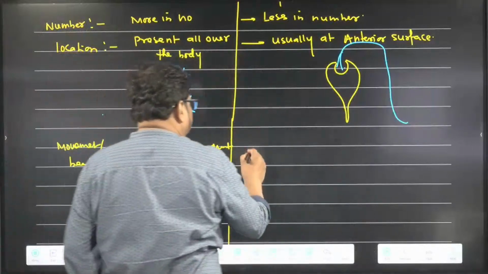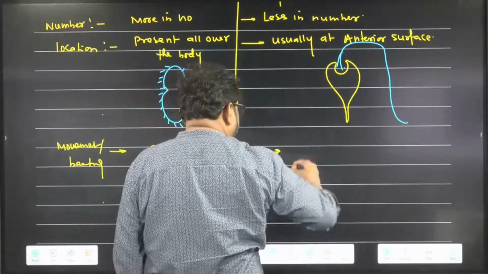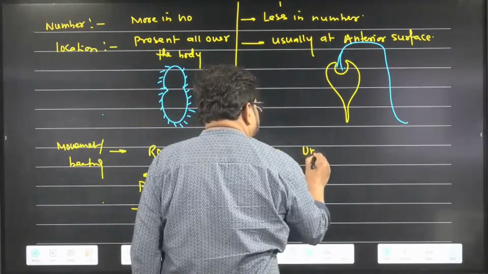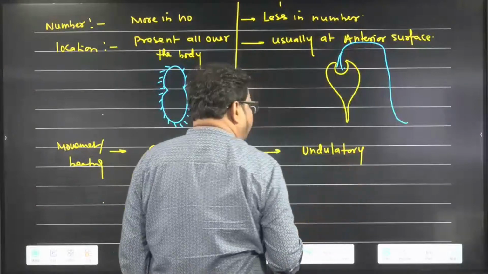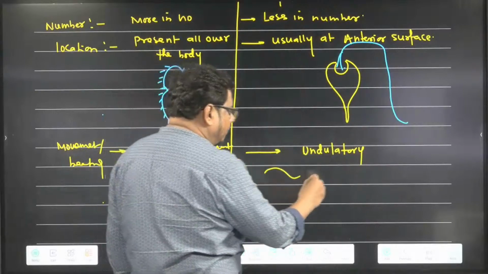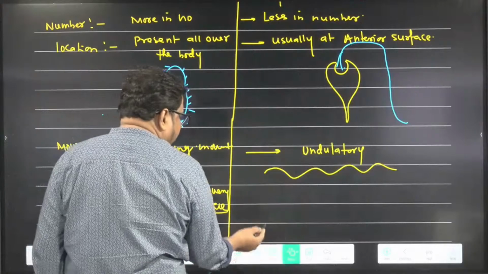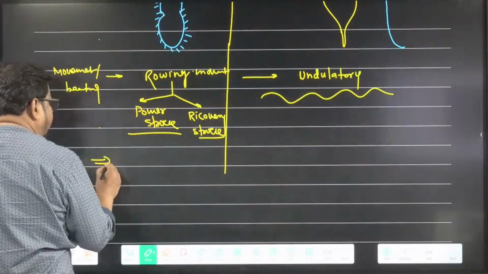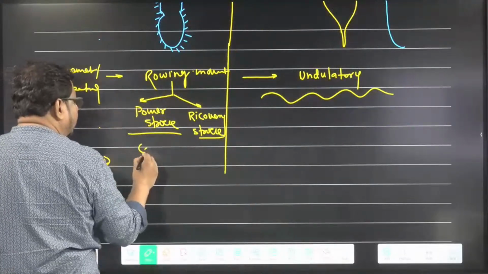Now if we talk about movement in the case of flagella, what is it basically? Undulatory. So what is undulatory movement? Take a rope and jerk it. What will form? A wave formation occurs. So which type of movement occurs in flagella? Undulatory movement.